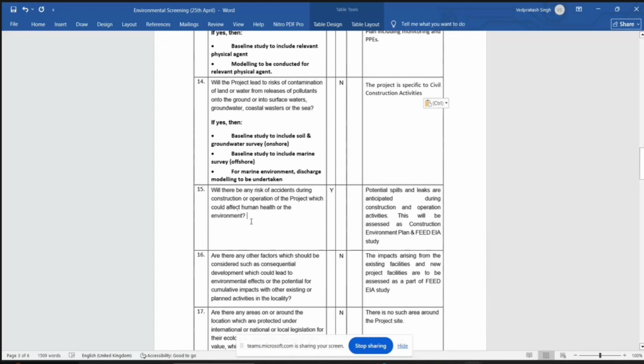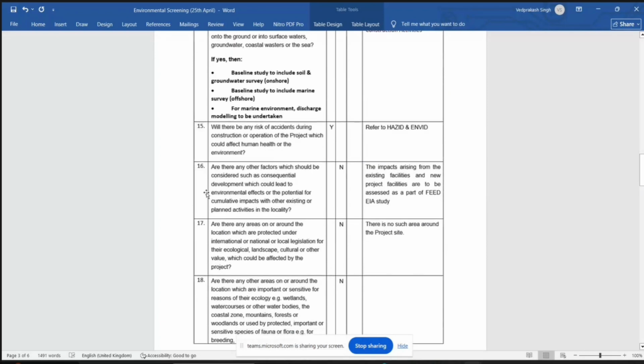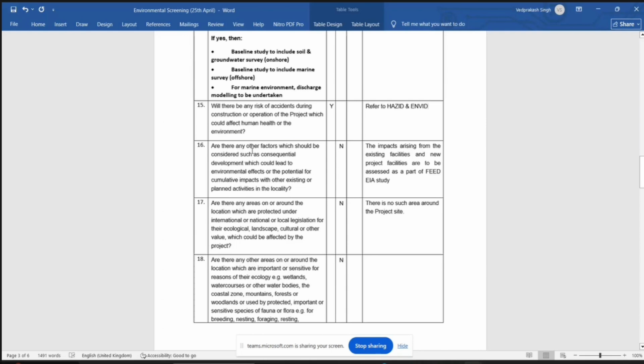Construction accidents. Be there. Refer to accident and refer to Egypt. Correct. All these occupational health is human health, so are there factors that should be considered in the consequential development which could lead to environmental impact on the potential community? The impact arising from the construction, we can put the same thing.